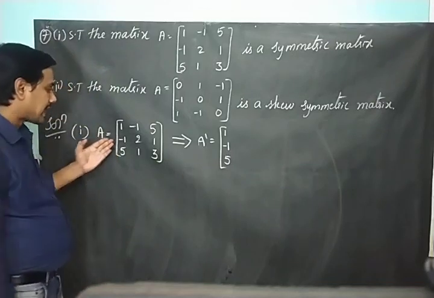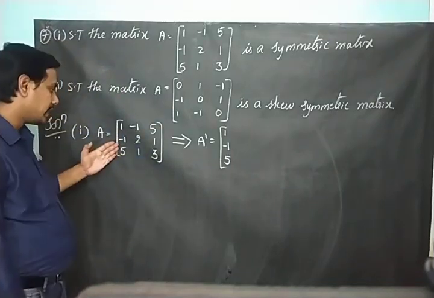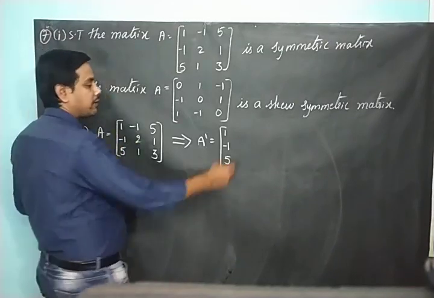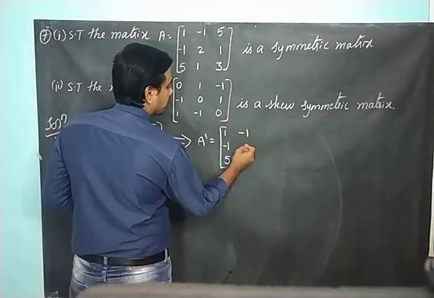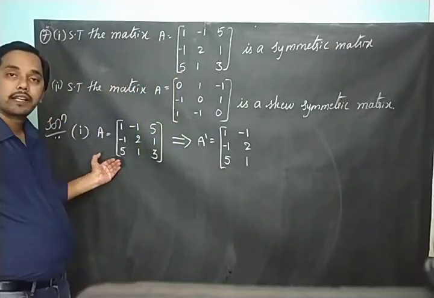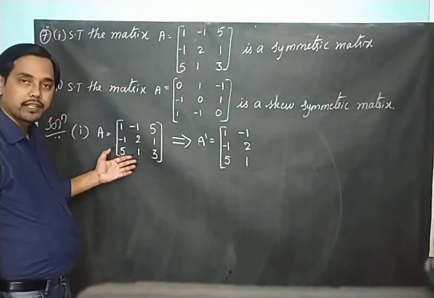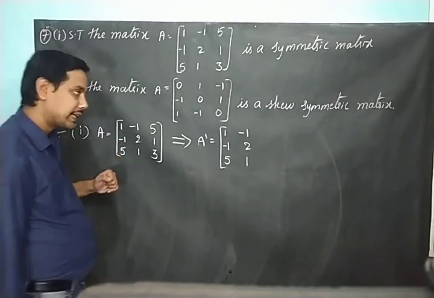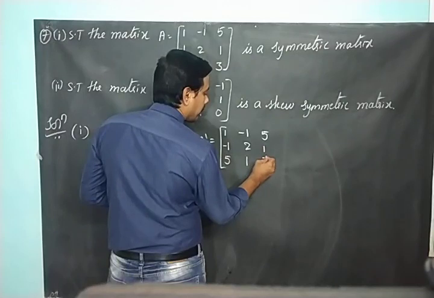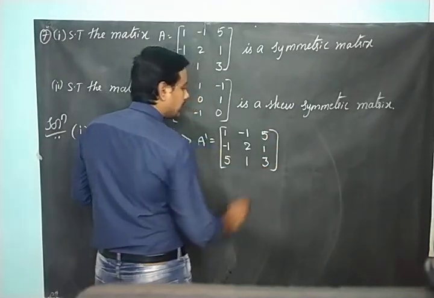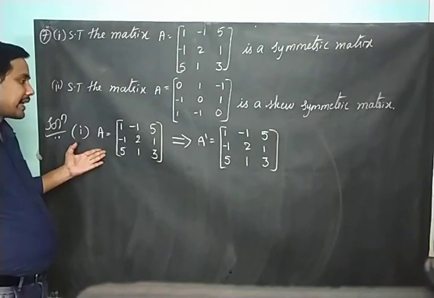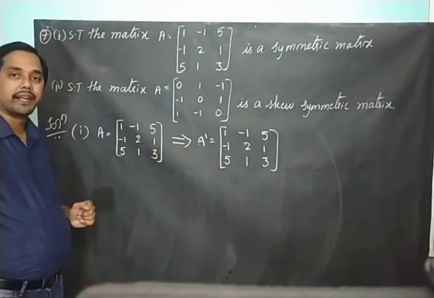Okay. So the second row will come in the second column. What are the elements in the second row? Minus 1, 2, plus 1. So that will come in the second column. And what do we have in the third row? 5, 1, 3. That will come in the third column. So this is A transpose. This is the given matrix A, and this is the transpose of that matrix A.